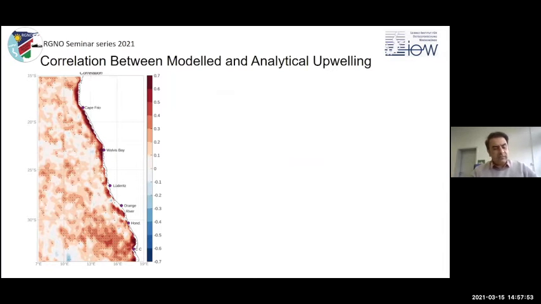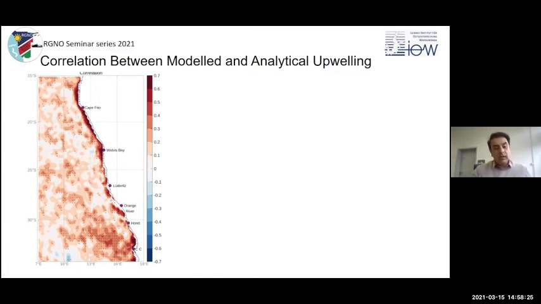The correlation is very high near the coast, but it is not significant offshore. This indicates that coastal upwelling is a dominant process near the coast. But when we go offshore, wind stress curl driven is not the only mechanism. There are other mechanisms which can play and modulate the wind stress curl driven upwelling significantly and reshape the upwelling.